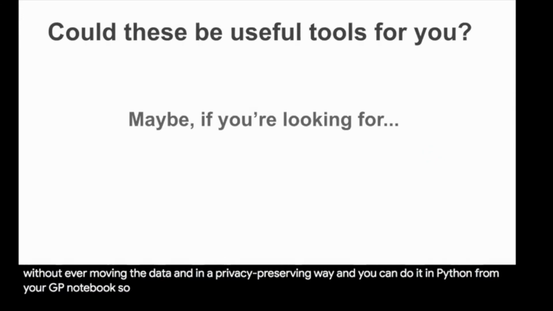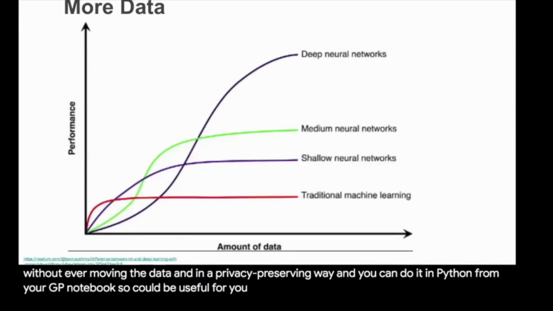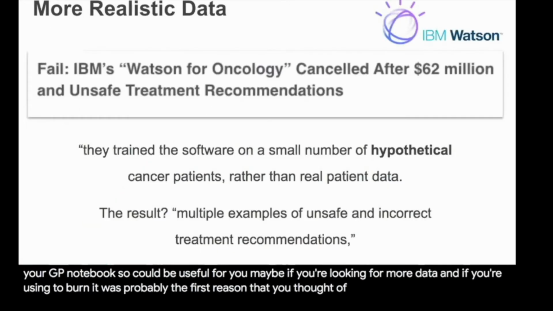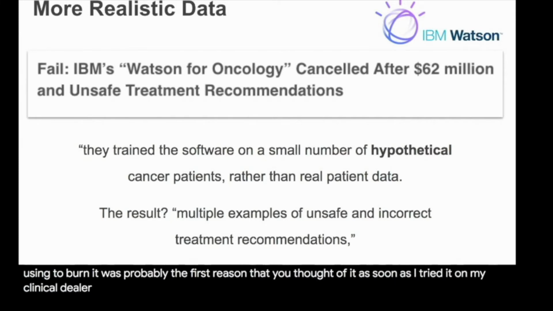So could these tools be useful for you? Well, yeah, maybe. First, if you're looking for more data. And if you're using deep learning, this is probably the first reason that you thought of. But more exciting is to have more realistic data. We've all seen news stories come out where another company has had an AI healthcare flop as soon as they tried it on clinical data. So Google Health had this. This is a famous example from IBM Watson. And we want to build tools for real patients, right?